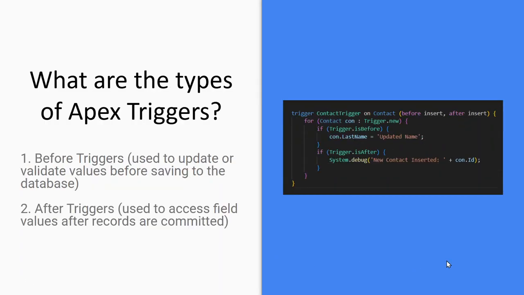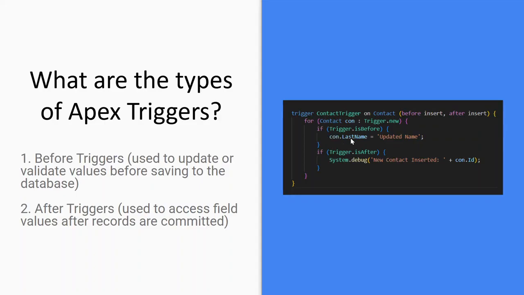So here we have the second question: what are the types of Apex trigger? There are two types of Apex triggers. First is before trigger and second is after trigger. As we have already discussed, there are two types of trigger. First is before and second is after.